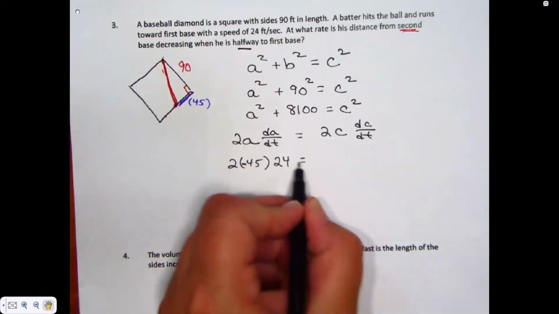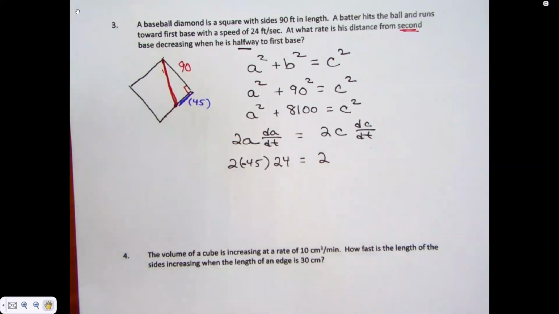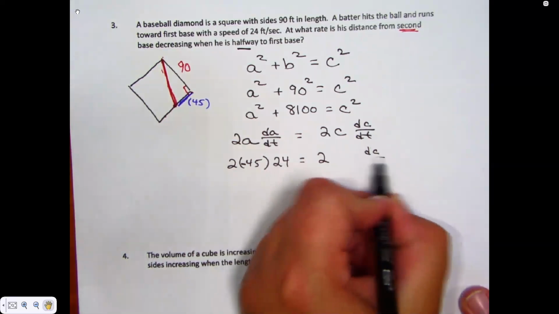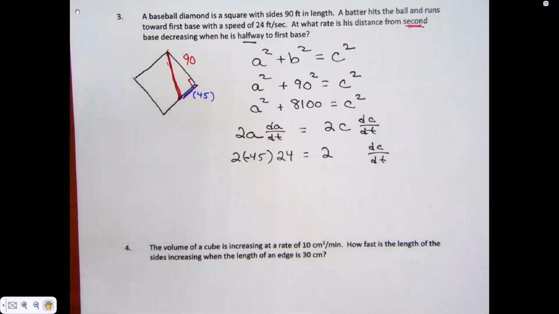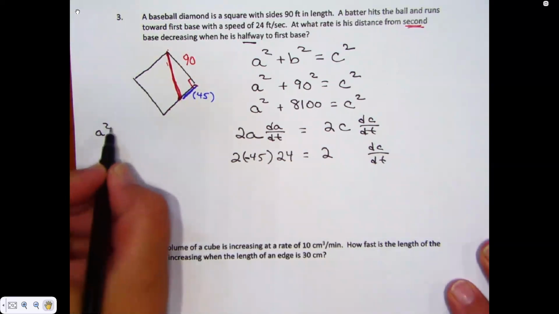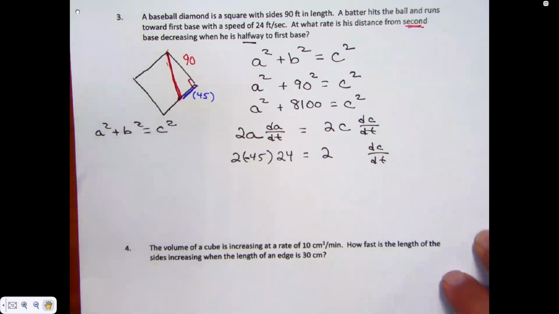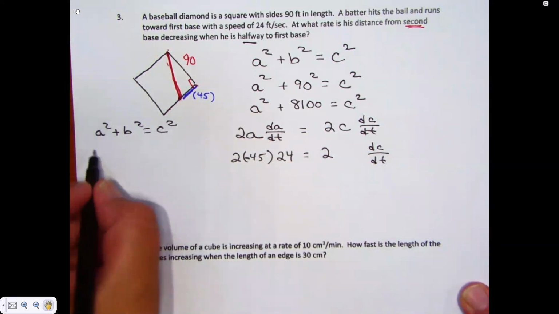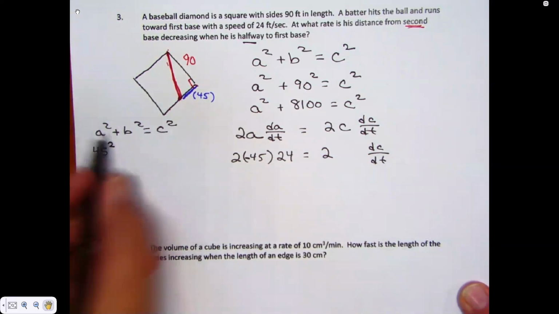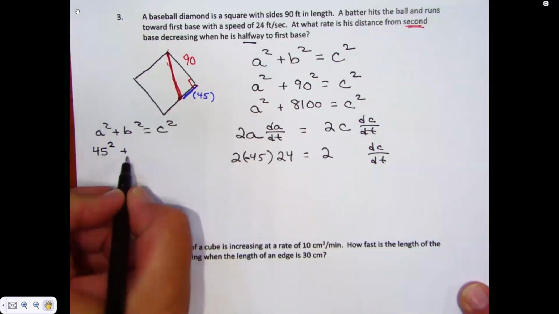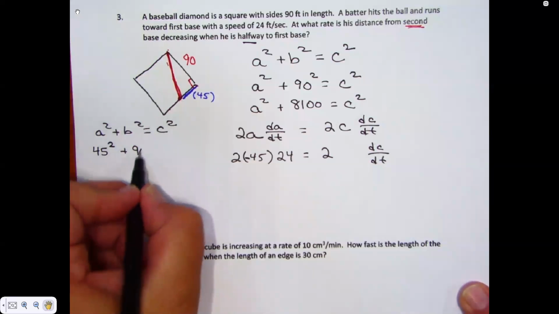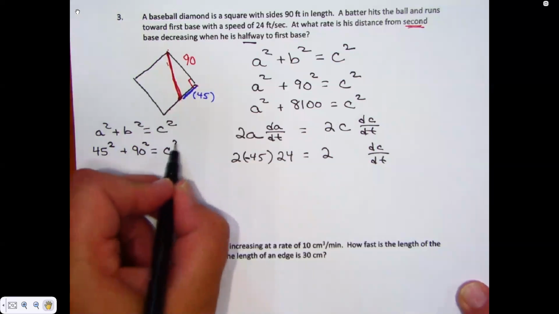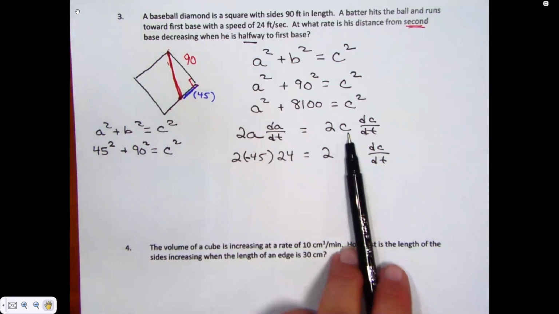All right, and then we've got 2. We're looking for the rate, so this one is going to stay. How do we find c? Don't forget, we can go back to a squared plus b squared equals c squared, because now I can use 45. So we know a is 45. b, actually, we know too, don't we? b is 90. And then we're looking for c, which is what we want.